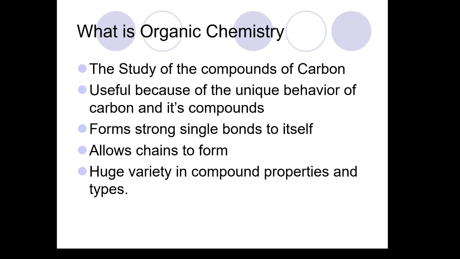So if we're going to do organic chemistry, we should start with what is organic chemistry. Organic chemistry is the study of compounds that contain carbon. The word organic means containing carbon. So any compound that contains carbon is considered an organic compound. Carbon has unique abilities to do things. It behaves uniquely, so therefore its compounds are very unique.